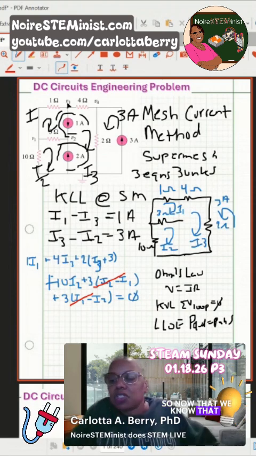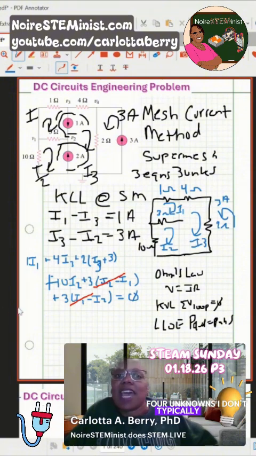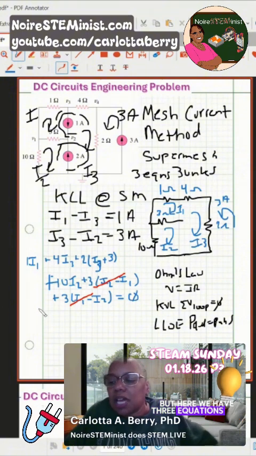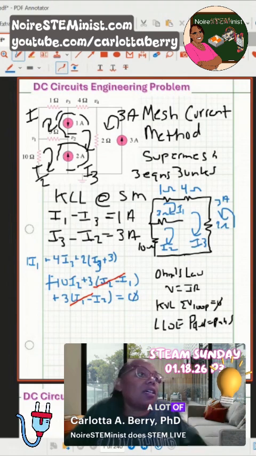So now that we know that, I am going to simplify this equation. Somebody asked for 4 equations, 4 unknowns. I don't typically do that by hand, but here we have 3 equations and 3 unknowns, but we also have a lot of substitutions to make.